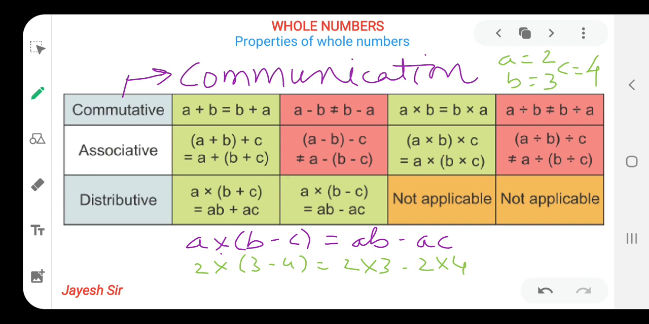Now what we are supposed to do, 3 minus 4, first thing we will do is 3 minus 4, that is minus 1, and here also 2 3s are 6 minus 2 4s are 8. So 2 times minus 1 would be minus 2, and here 6 minus 8, that means minus 2. Here we are getting the answer the same.